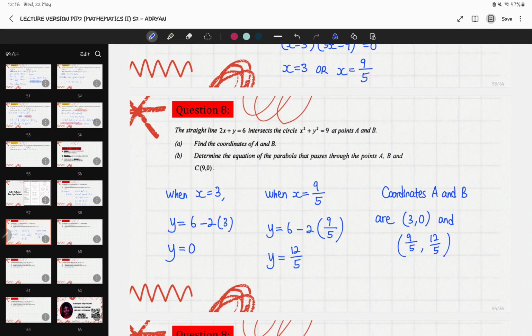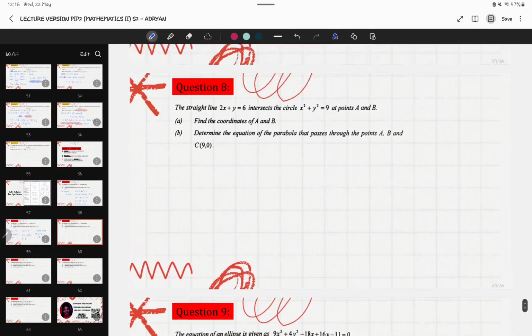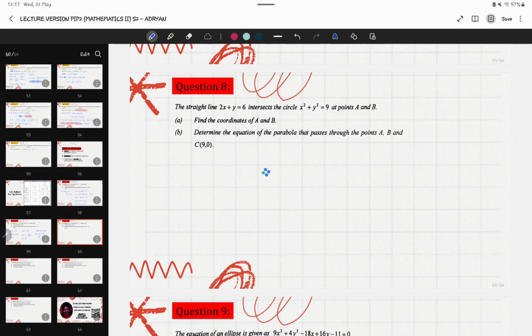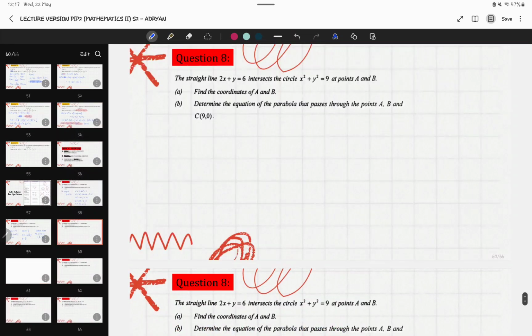So let us see question B. Determine the equation of the parabola that passes through the points A, B and C. Okay, so let me add a few pages here. We paste. Okay, so now we have A, B and C.